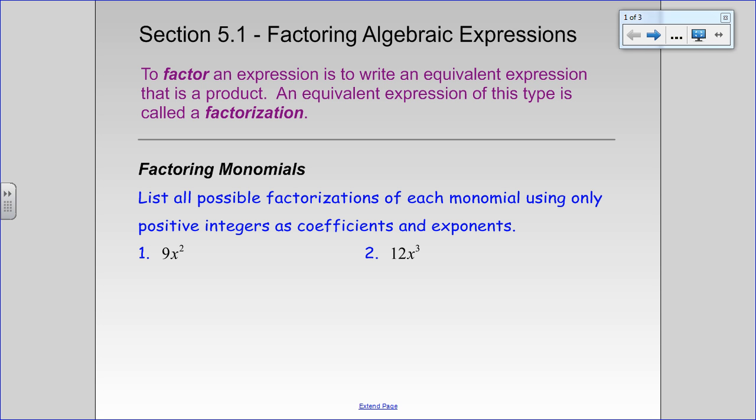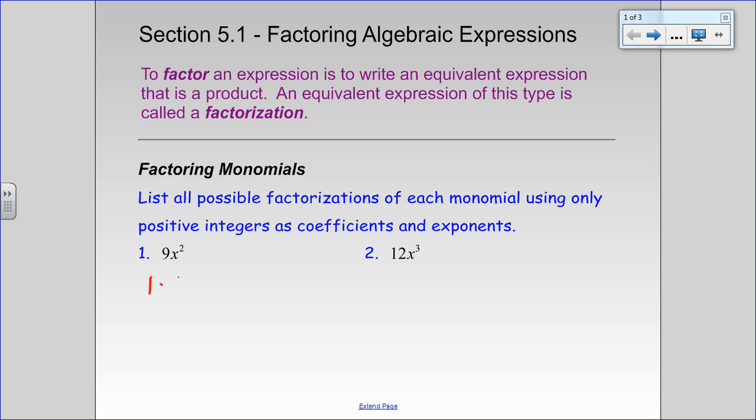In each of these two examples, we will list all possible factorizations of the monomial using only positive integers as coefficients and exponents. First, let's look at the monomial 9x squared. Notice that the coefficient 9 has two factorizations, 1 times 9 and 3 times 3. So to organize our list of factorizations for the monomial, we can use these two factorizations. First, factorizations involving coefficients of 1 and 9.